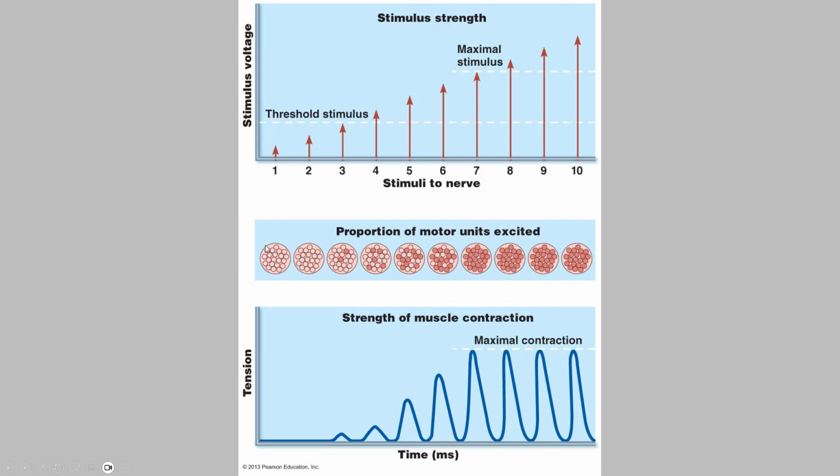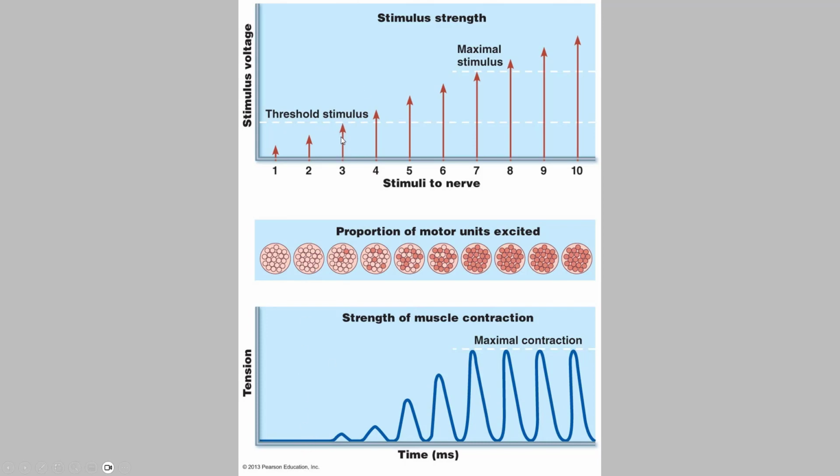When they are not colored in, these are relaxed muscles. The ones that we see colored in this sort of red color, those are the muscle cells that are contracting. So over on the top, we see stimulus number 1, not enough to reach threshold. Here we do not see any muscle cells begin to contract. So down here in the tension graph, there is no tension. Same with number 2. It's a little bit stronger of a stimulus, but it's not enough to reach threshold. So no muscle cells contract, no tension builds.